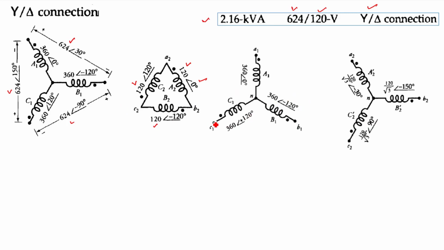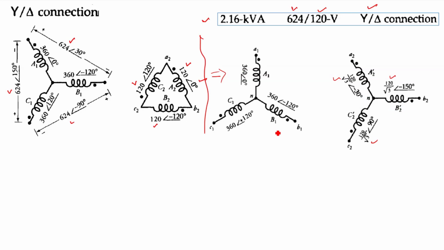Now this is for the star equivalent. So the star equivalent of this circuit will be this, right? The primary side will remain the same, and the secondary side will change. Sorry, the star equivalent of the delta side will become 120 by root 3, 120 by root 3, 120 by root 3, and the phase angle obviously we know it will lag, right? Lag by 30 degrees, right?